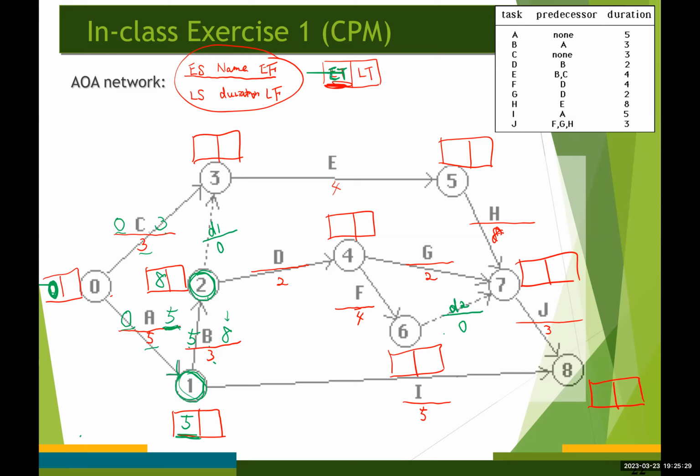So here, the early start time for dummy activity 1 is going to be 8 from here. And then the early finish time would be 8 again, right? 8 plus 0 is going to be 8.